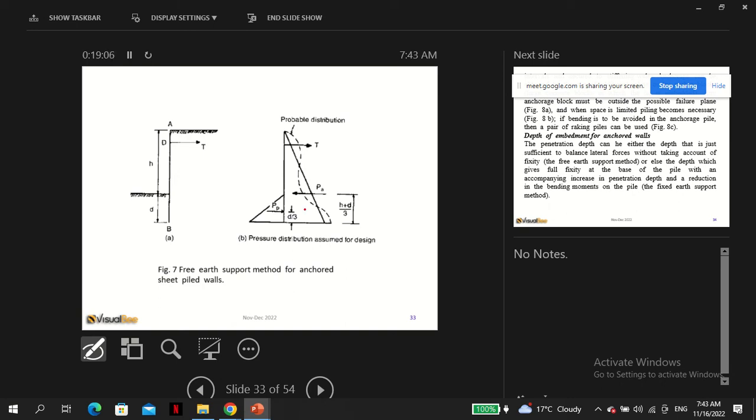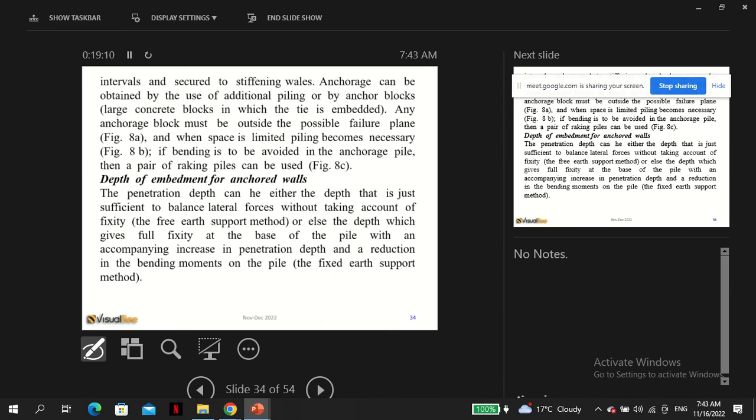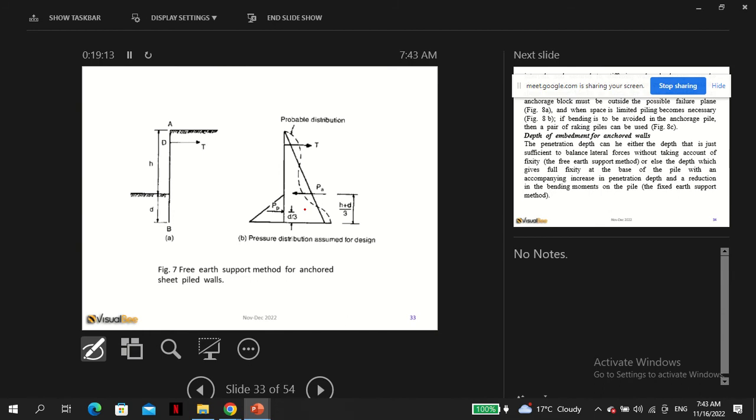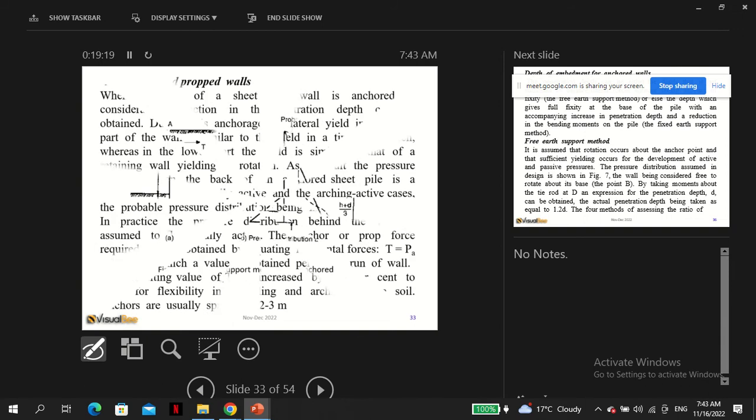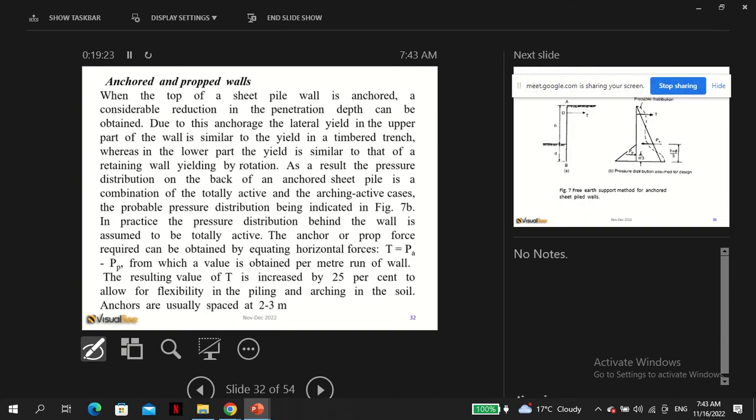So there's a simpler way. Once you do that, T is PA minus PP, of course, and then we can say you can increase the tension, the T, not the tension, sorry, the anchor force by 25% to allow for the fact that the sheet pile wall is flexible, and the arching in the soil. So anchors are spaced between 2 to 3 meters.